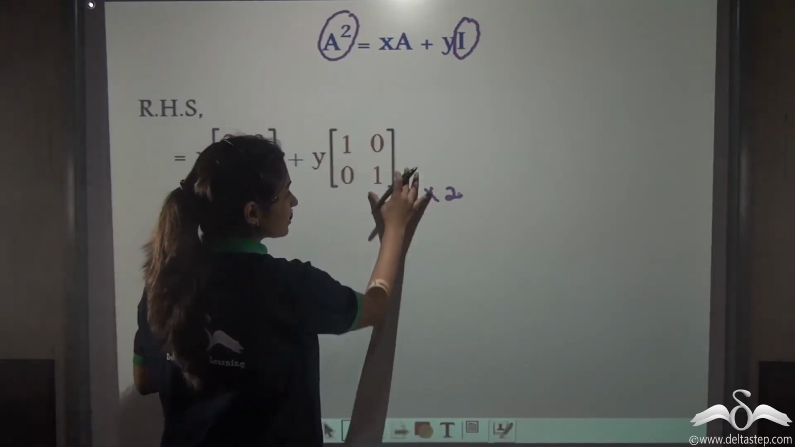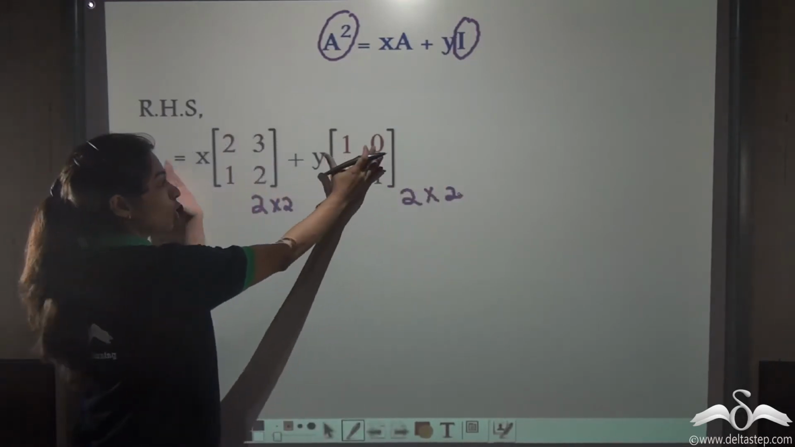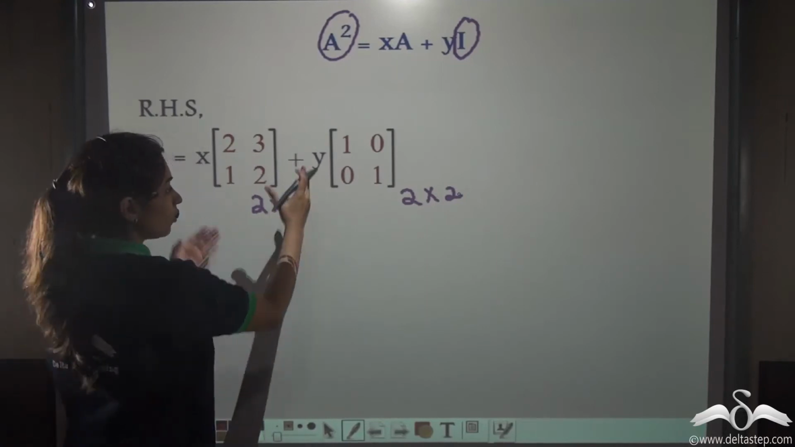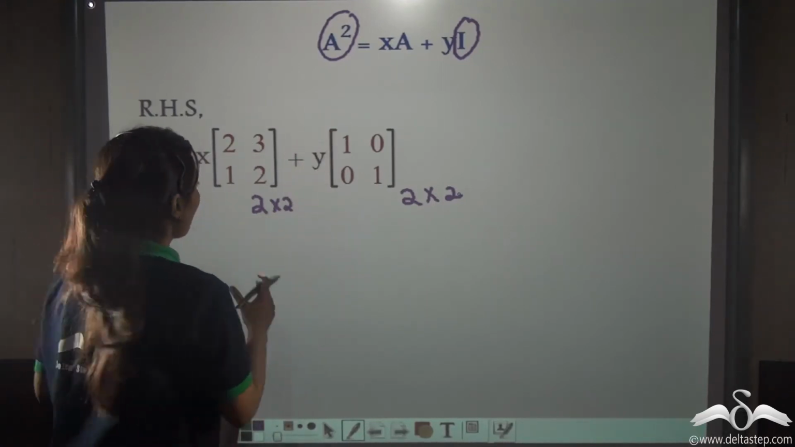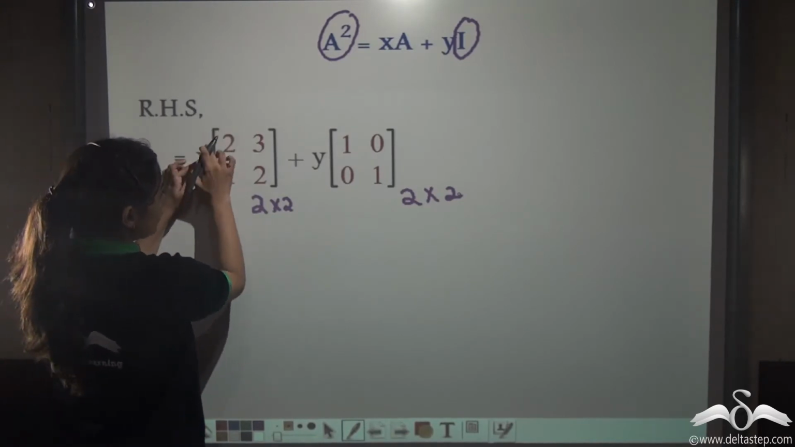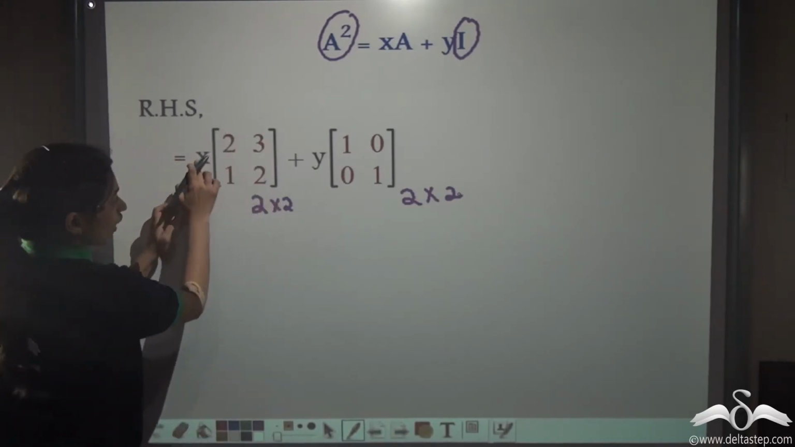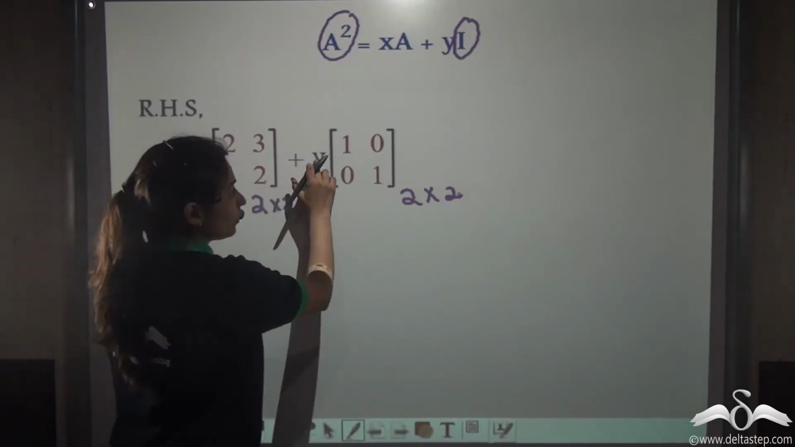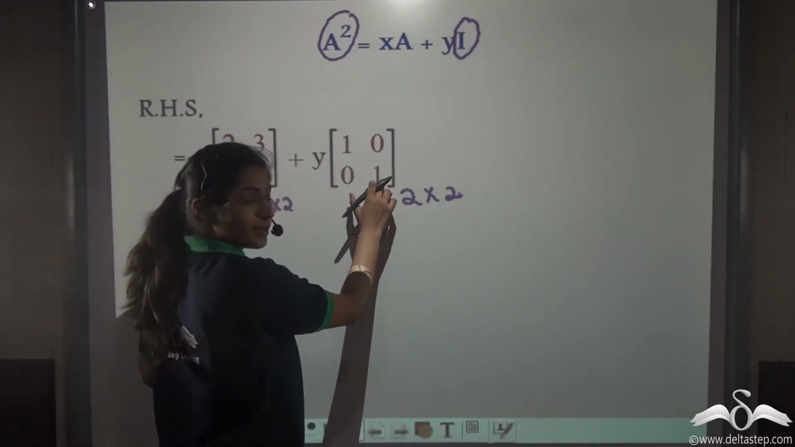If we had taken this as 3 by 3, first of all, we could not add these two and we would not get the result as a square. Now, do this further. Here what we will do, we will multiply this element to each element inside the matrix. So x will be multiplied to 2, 3, 1 and 2, and y will be multiplied to 1, 0, 0 and 1.